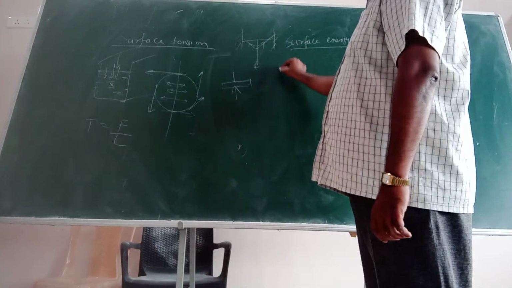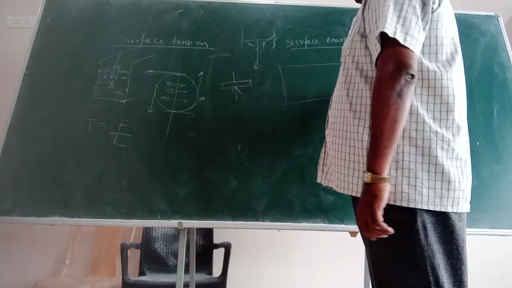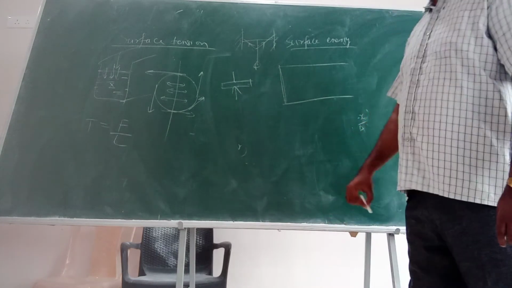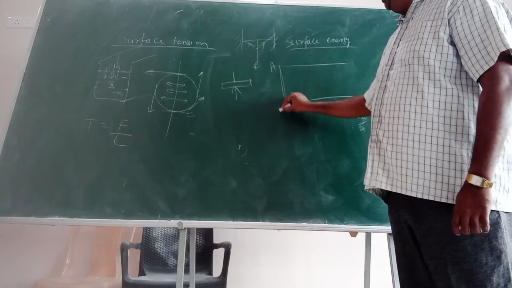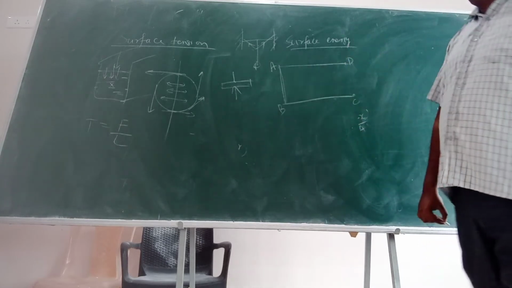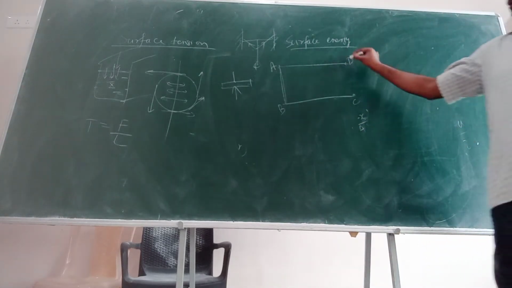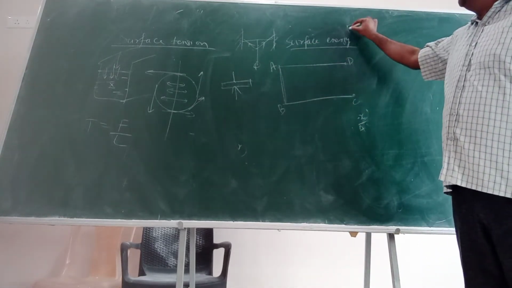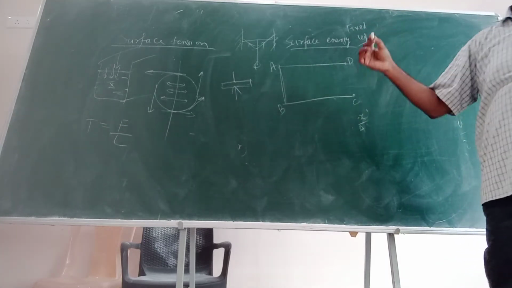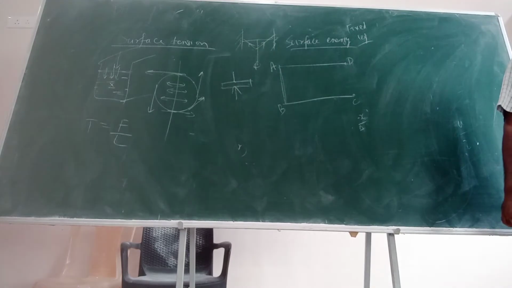Listen carefully. Suppose I take a frame. Let us say these points are A, B, C and D. Now all these are fixed legs. They will be like that only. There is a movable part also.